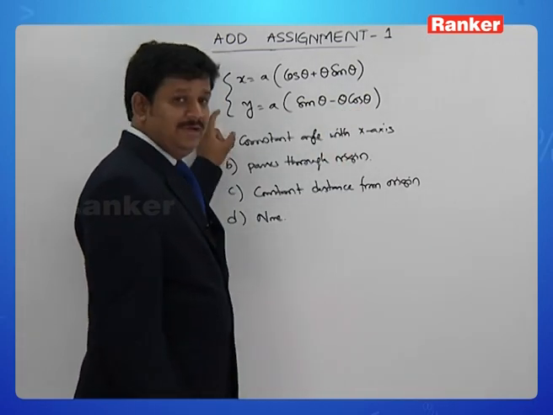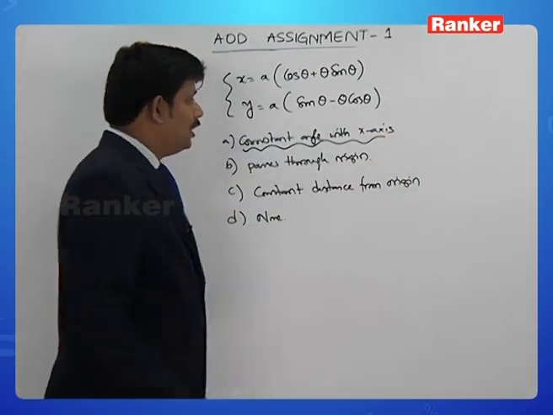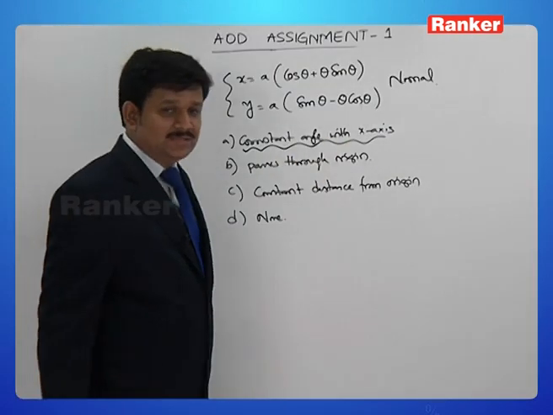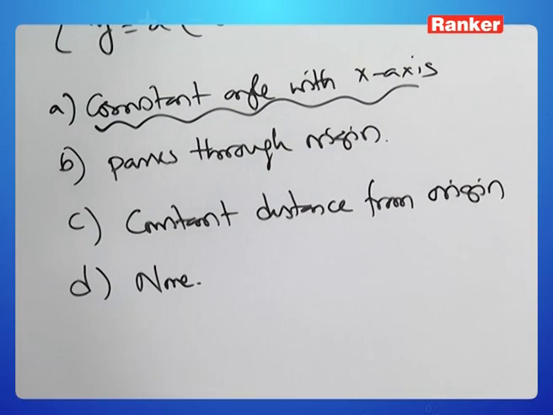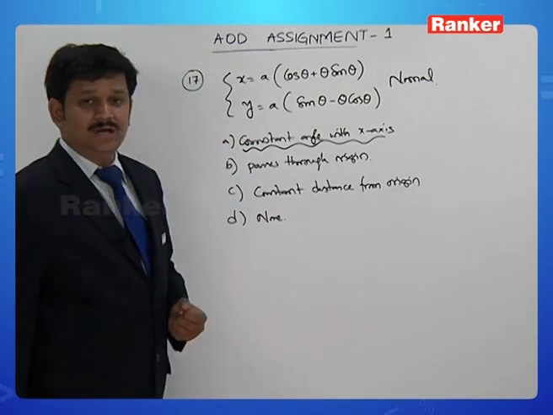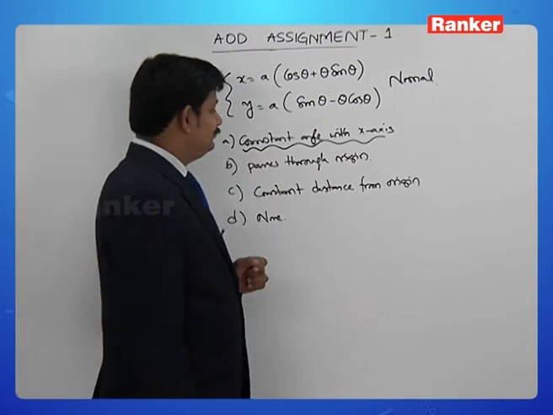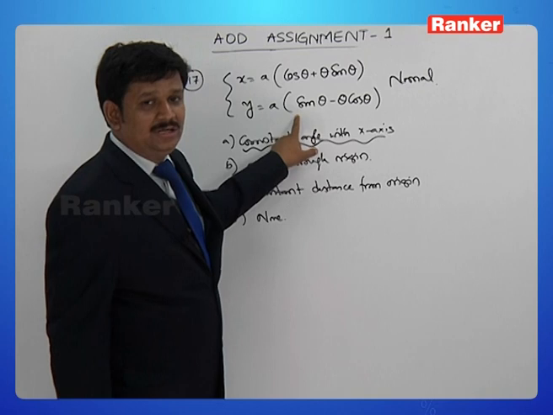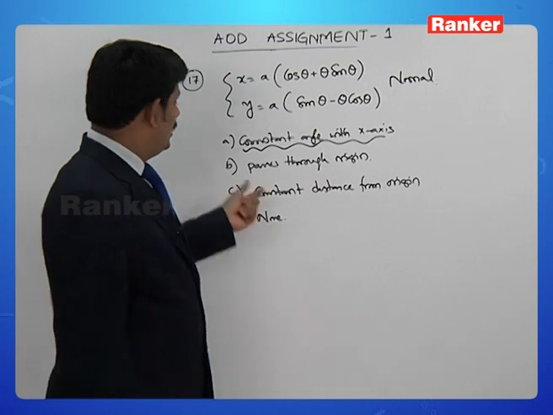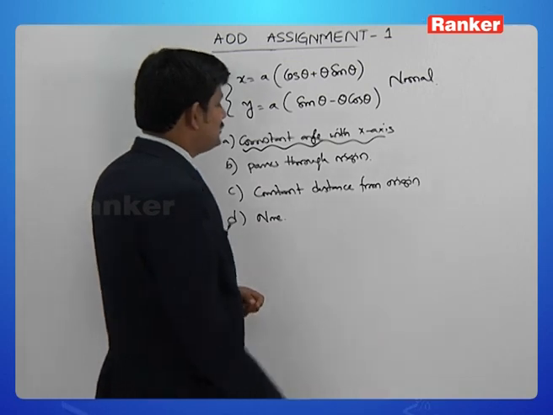Now, for this curve, we need to check whether the normal at any point is making a constant angle with the x-axis, or whether it passes through origin, or whether it is at a constant distance from origin, or it's none of the options. For this we first have to find the slope of the normal, and if the slope of the normal is independent of theta, we can say it is option A. Otherwise, we have to find the equation of the normal and check between options B and C. So, let us start from the slope.